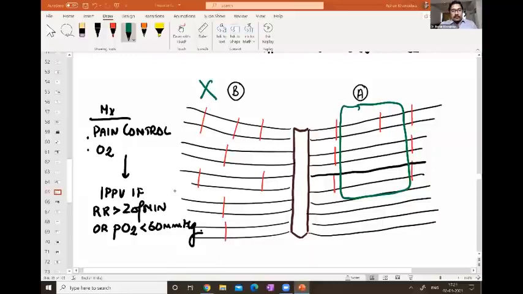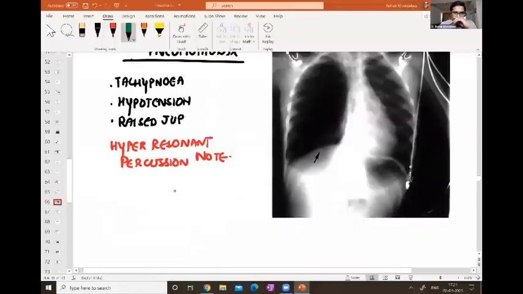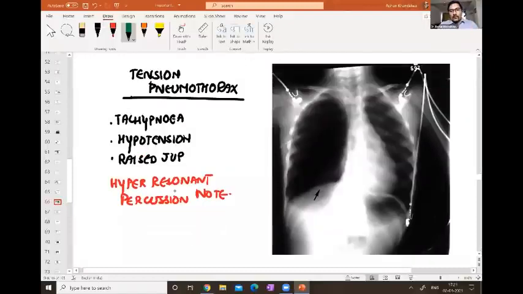This is a very important X-ray. Correct. Intermittent positive pressure ventilation. Excellent, guys. Intermittent positive pressure ventilation. Very good. This is tension pneumothorax.